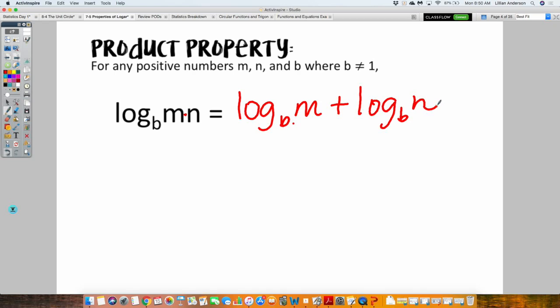Log base b of m times n is the same thing as saying log base b of m plus log base b of n. This is used when you're solving logarithmic functions, simplifying logarithmic functions, expanding or condensing logarithmic functions, okay? It also works the other way. When you have addition, you can condense this into one log using multiplication, okay?